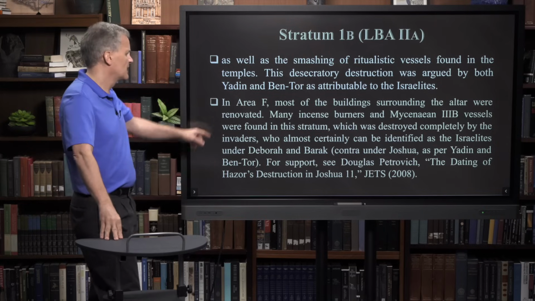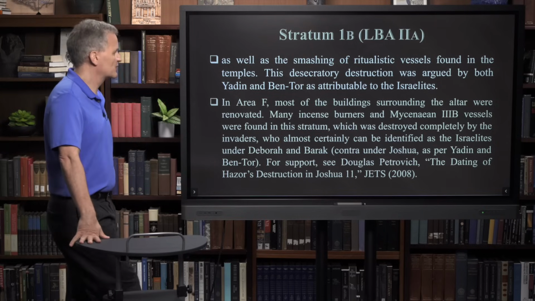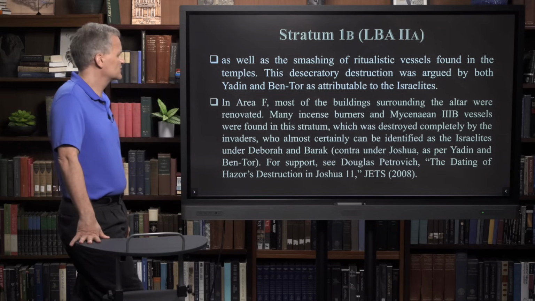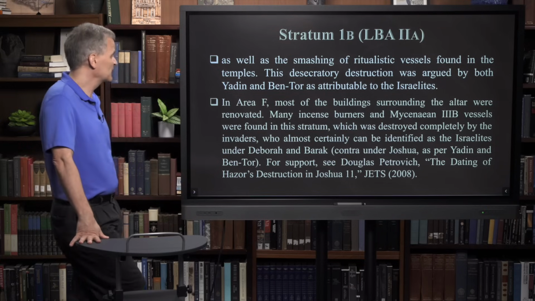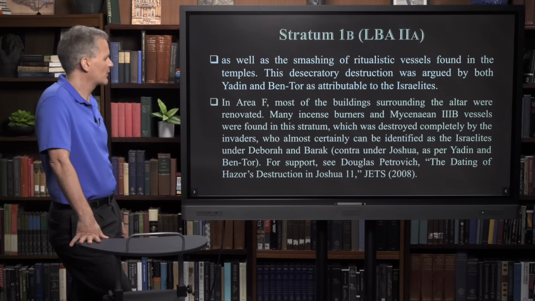In Area F, most of the buildings surrounding the altar were renovated. Many incense burners and Mycenaean 3B vessels were found in this stratum, which was destroyed completely by the invaders, who almost certainly can be identified as the Israelites under Deborah and Barak, contra under Joshua, as Yadin and Ben-Tor have suggested.